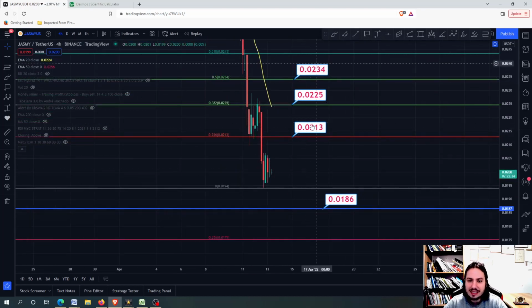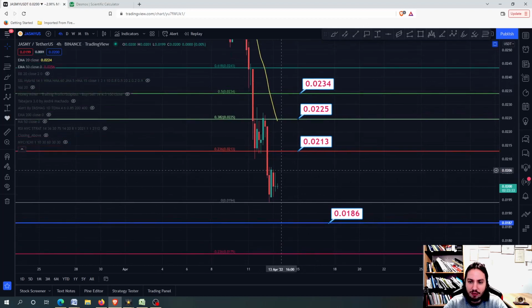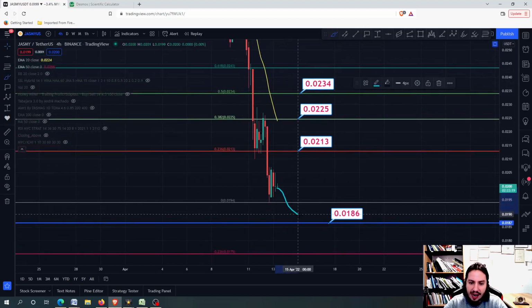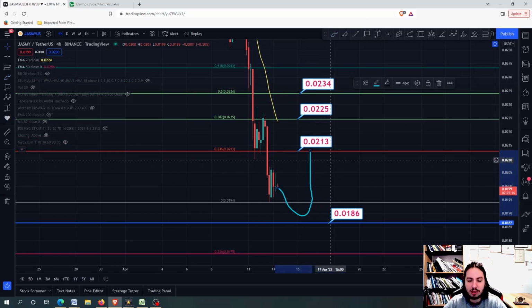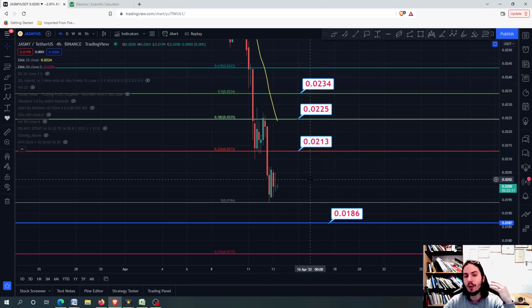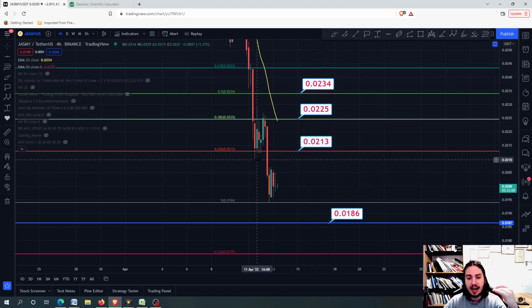This can change slightly if we get a little bit further down before we go higher. Okay, this could be changing slightly and we could have smaller resistance levels, lower resistance levels. Right now though, Jasmy has formed a bullish RSI divergence on the 4-hour frame.